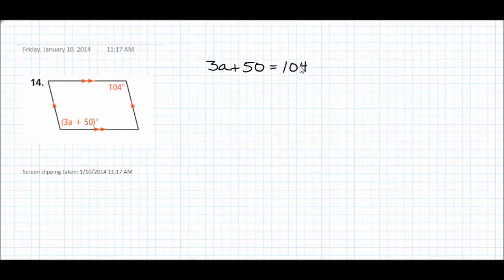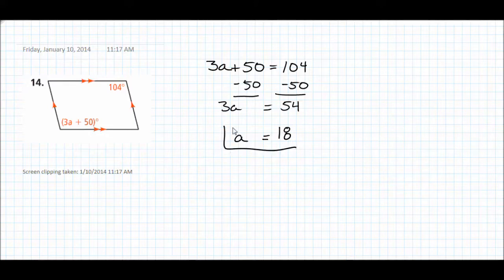Okay, and then all we have to do now is solve for a. Subtract 50, get a by itself. Subtract 50 from each side. So we're going to get 3a equals 54. Divide each side by 3. We're going to get a equals 18.